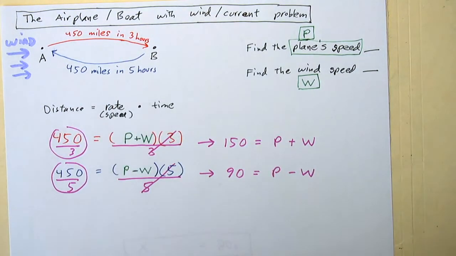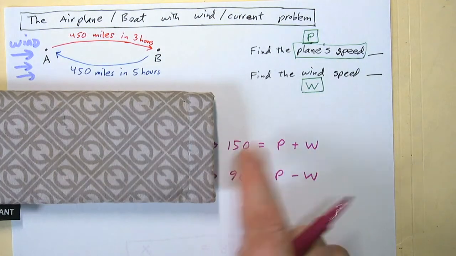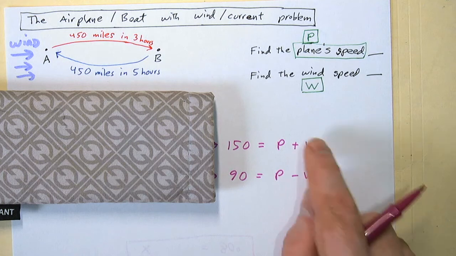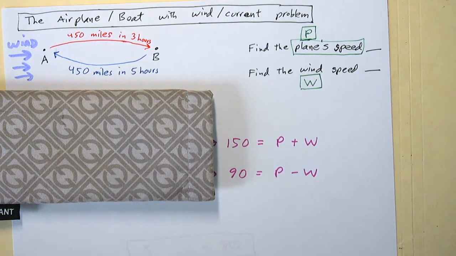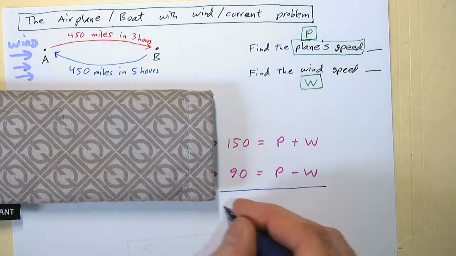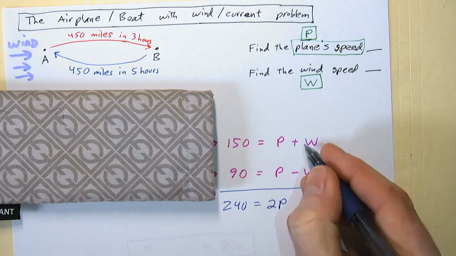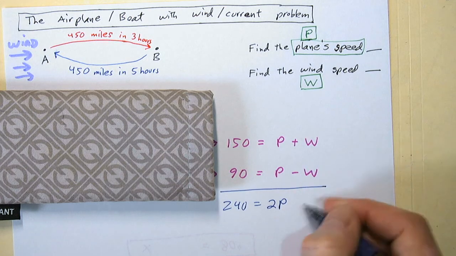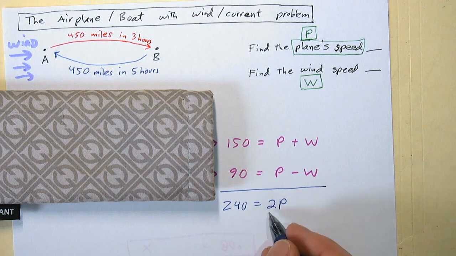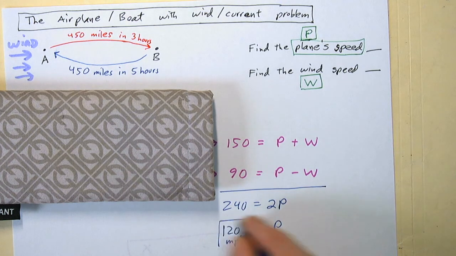Now check it out. Ta-da! Wait, I haven't finished, have I? Lined up, lined up, lined up, lined up. And they're already opposite, so I don't even have to multiply. Let's just do this right now. 150 plus 90 is 240. P plus P is 2P. W minus W, don't cross it out because you need it when you plug it in, is gone. 2 times the plane is 240. So the plane is 120 miles per hour. Ta-da!